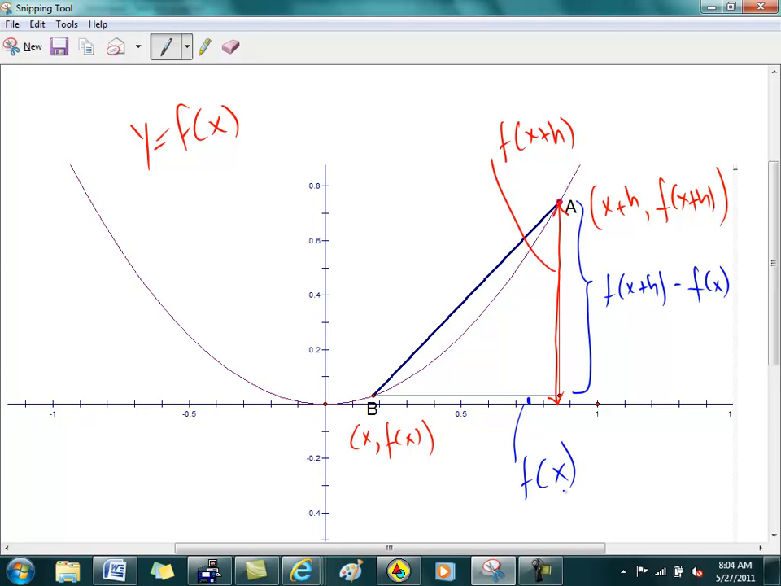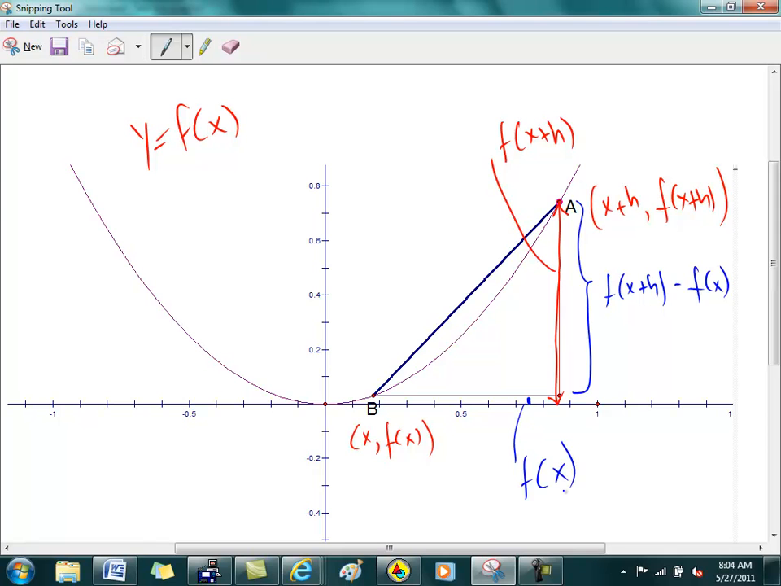If you agree that it's going to be a distance, then it's going to be a difference, and that's exactly what I'm doing here, except instead of numbers, I've got symbols. I've got f(x plus h) all the way from there to there, and this much is f(x), so this has got to be the difference of the two quantities. Is everybody okay on that?